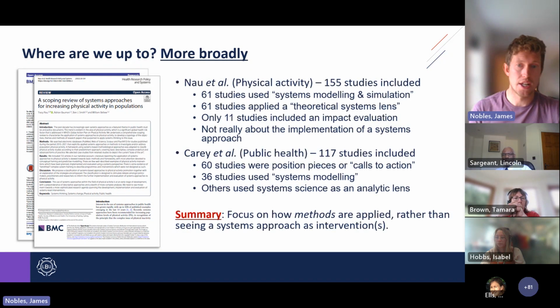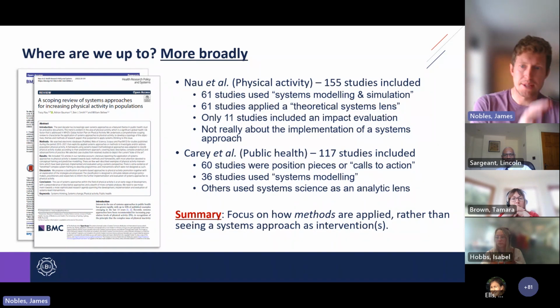Both of these two studies included over 100 papers within each, but the results across both of them were fairly consistent. Especially in the paper by Gemma Carey, which is a little bit of an older paper published in 2015, there were a lot of calls to action being included in that paper. So people advocating for systems approaches as opposed to an evaluation of them. But when we look in the paper from Tracy Now, which is a bit more recent, we saw fewer of those calls to action being published and more actual empirical studies.